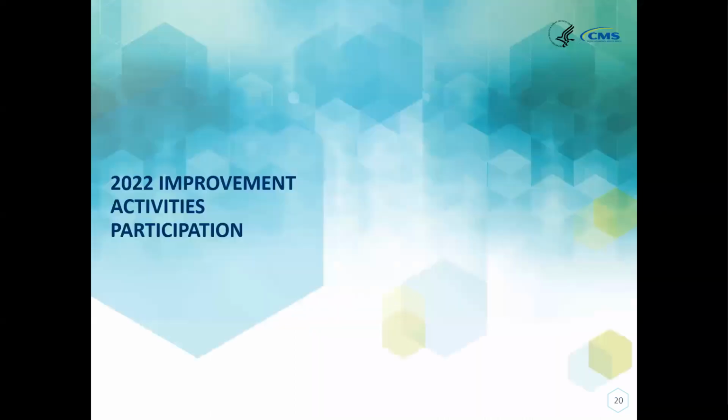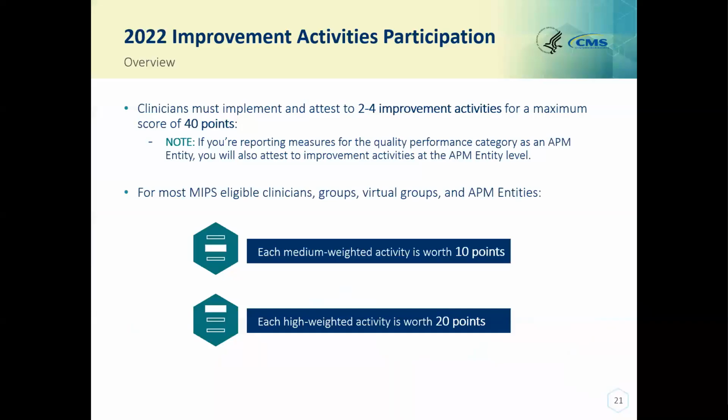Next slide, please. Okay, so now we're going to talk about the IA participation requirements. Next slide, please. So in order for a clinician to receive the highest score in the IA performance category, which is 40 points, clinicians must attest to 2 to 4 IAs for the maximum of the 40. The medium IAs, like I mentioned earlier, are worth 10 points, so you'd have to do 4 of those. And the high weighted are worth 20 points, so only 2, or you can mix them up, which we're going to look at on the next slide. Next slide, please.